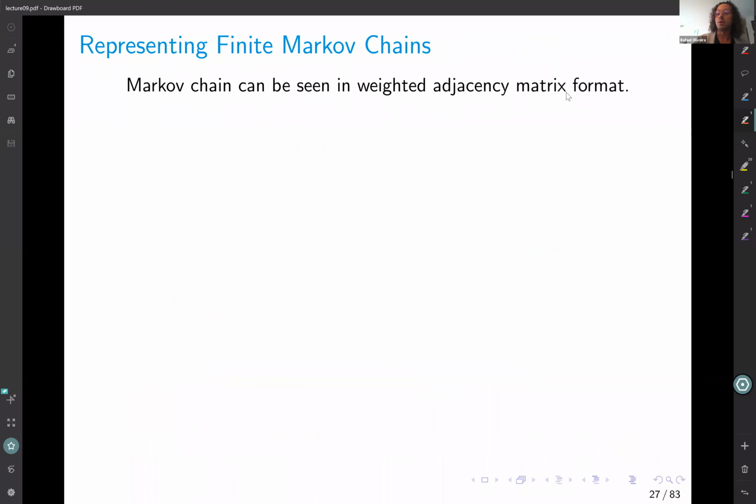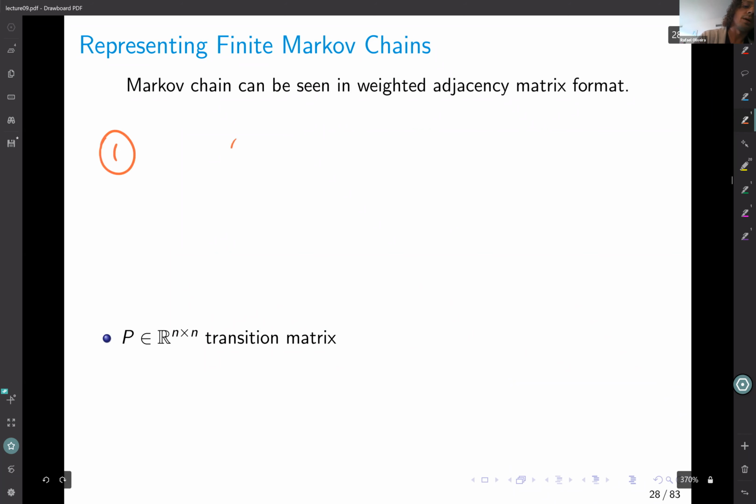Okay. So now there's another way to represent the Markov chain. A Markov chain can also be represented in weighted adjacency matrix format. And what is that? Well, here's the thing. Let's draw our matrix. Let's say we have the first Markov chain, with states 1, 2, 4, and 3, and here we had our Markov chain with the transition probabilities like half for everybody.